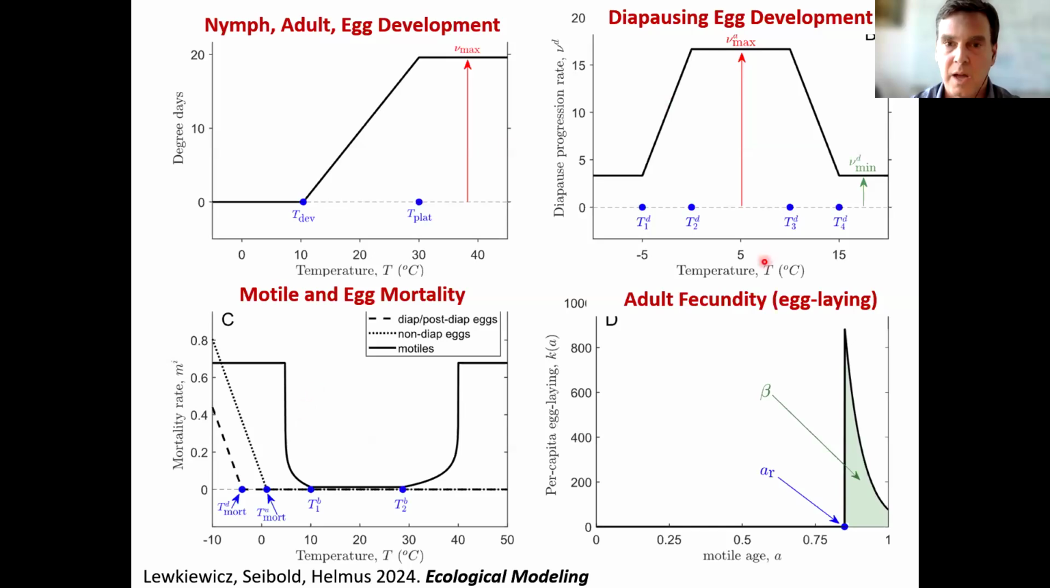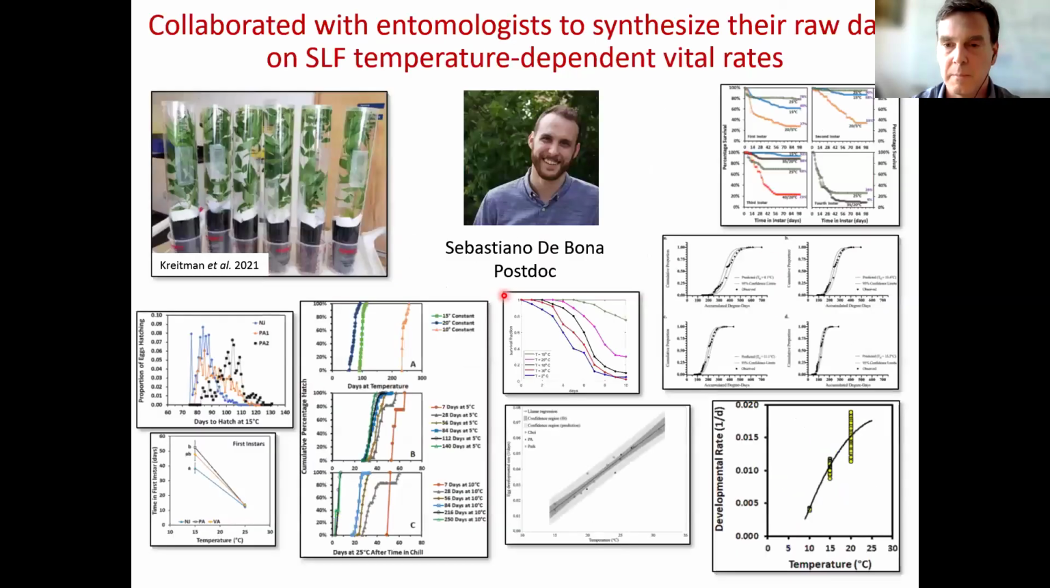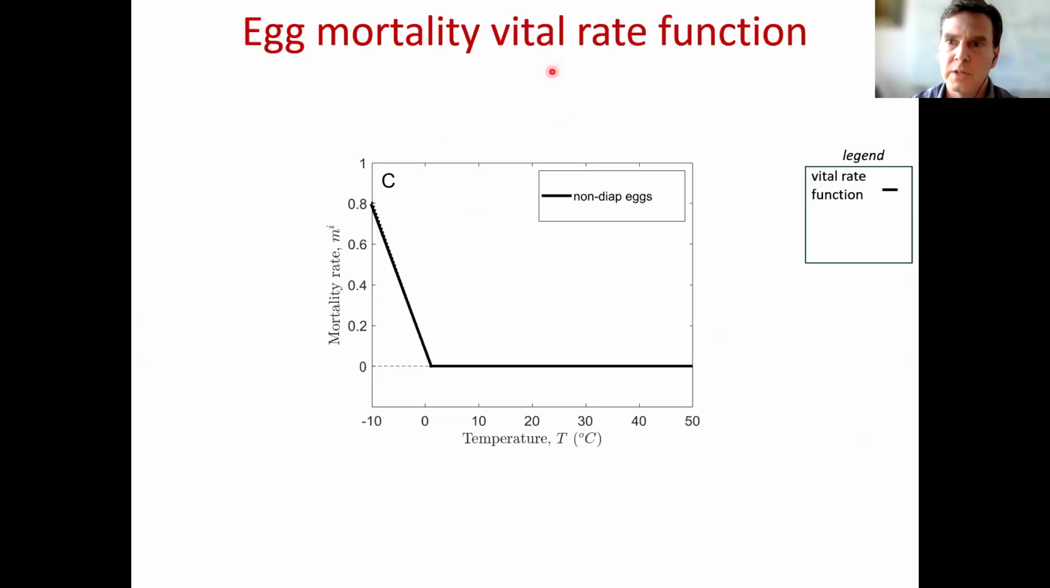I'm not going to go through how we did this, but I'm going to talk about how we parameterized just one of them. So we collaborated with a lot of entomologists. We worked with them directly, and we were able to get their raw data and synthesize it, looking at temperature-dependent vital rates, where these scientists have either measured vital rates out in the field or measured vital rates in the lab. And we got all our data together. I'm just going to look at one vital rate function. This is a slightly older function that we looked at. It's a little more complex now. But this is for non-diapausing eggs here. And so mortality rate should increase once it hits about 0 or so. And anything after that, we don't really know anything about, and we're going to say it's 0.